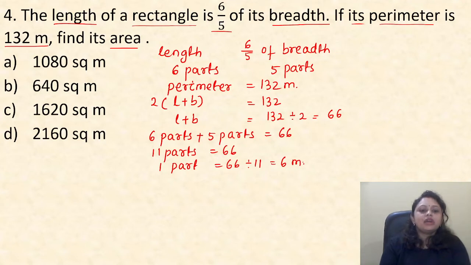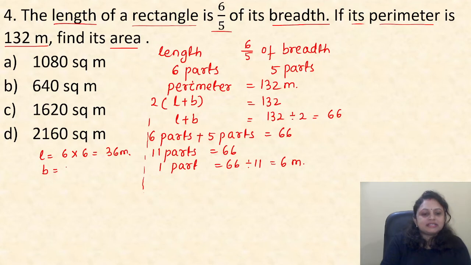Now we have to find the area. How to find the area? First we need to find out the length and breadth. So length is equal to how much? 6 parts, and 1 part is 6 meters. 6 parts, 6 into 6, that is 36 meter. Coming to breadth, breadth is 5 parts. 1 part is 6 meter, 5 parts, 5 into 6, that is equal to 30 meter.